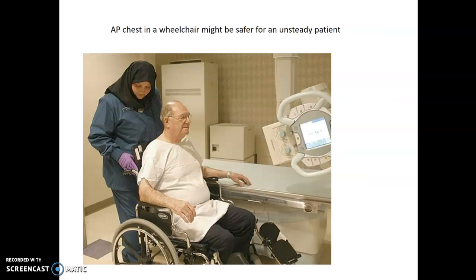Your geriatric patient that needs a chest x-ray, they may arrive in a wheelchair. They might not be steady enough to stand, so we'll make it work. They can sit in the wheelchair, we'll slide it right behind. If these rails come off on the sides, you can take those off, slide them right up against the wall stand, and take your lateral that way.